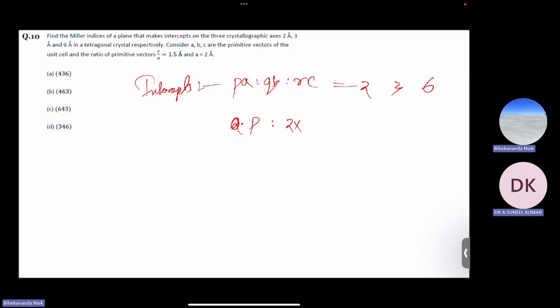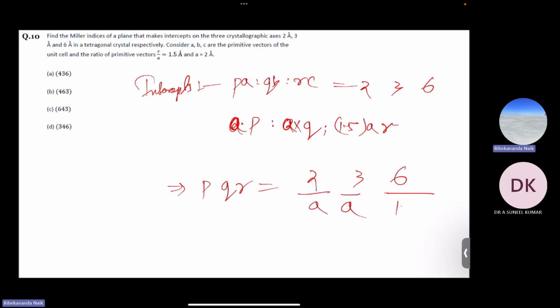Again, sorry, it is 2B, not 2. It is A into P, A into Q, and 1.5A into R, because C is 1.5A. So PQR will be 2, 3, 6 divided by A, 2 by A, 3 by A, 6 by 1.5A. So it will be 2 by A, 3 by A, 6 by 3 by 2. It will be 12 by 3, that is 4 by A.